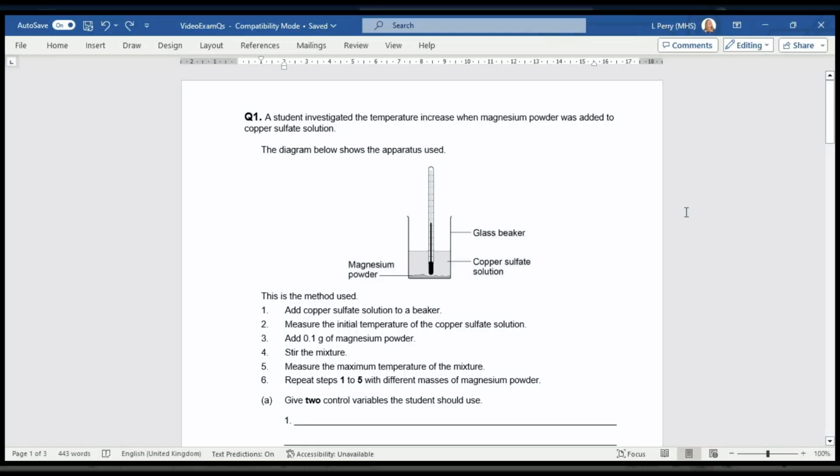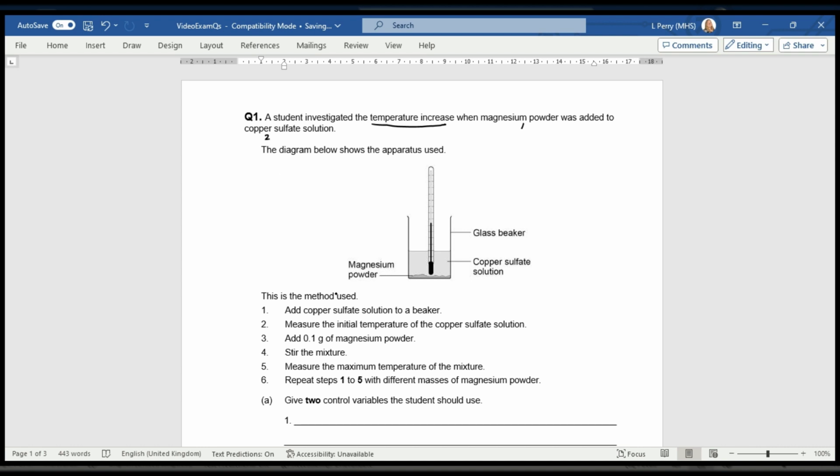This question isn't actually about chemistry, really. This question's about how practicals are conducted, how you keep them fair, what variables are, and how you analyse your results. So, a student investigated the temperature increase when magnesium powder was added to copper sulfate solution. Now, as I said, it doesn't matter what chemicals they're adding. This isn't a chemistry question. So, as far as I'm concerned, they're adding chemical 1 to chemical 2. It doesn't matter what those chemicals are.